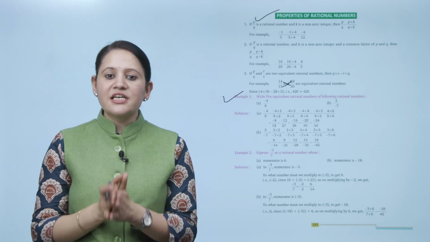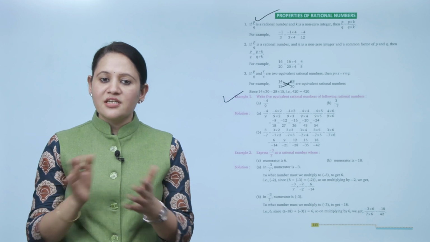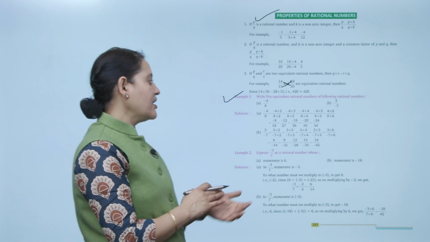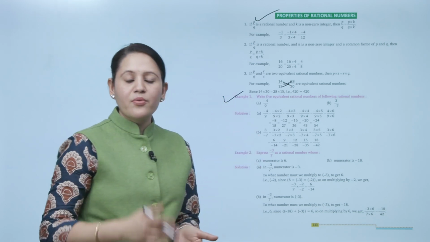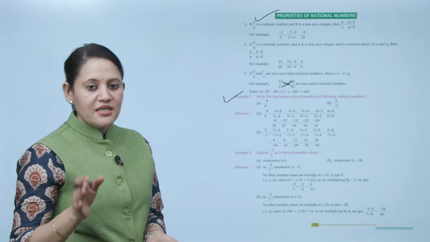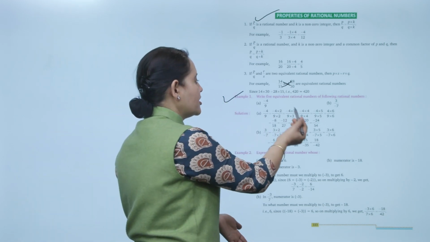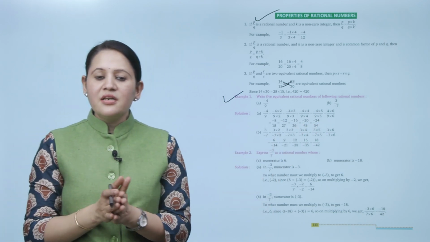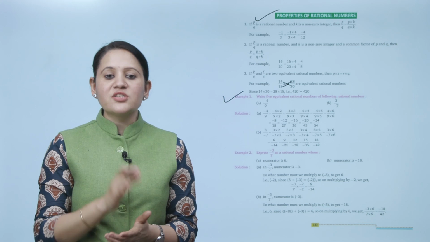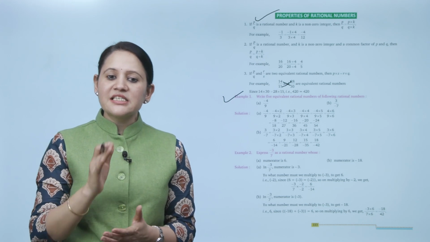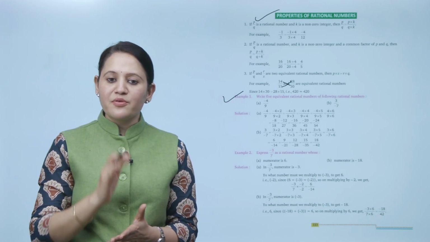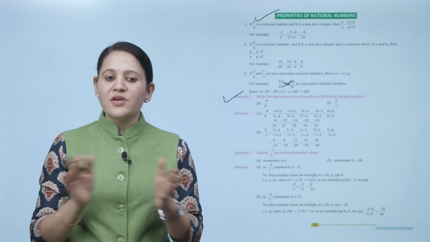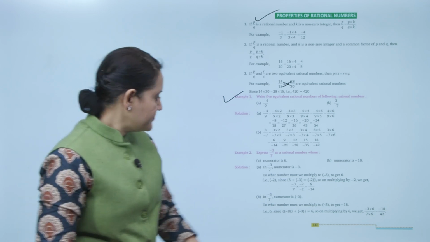Now I'll take an example. Write the 5 equivalent rational numbers of the following rational number. First is minus 4 by 9. So equivalent लिखना है. So what we'll do? We'll multiply both numerator and denominator by same non-zero number: 2, 3, 4, 5, 6. So the numbers are minus 8 upon 18, minus 12 upon 27, minus 16 upon 36, minus 20 upon 45 and minus 24 upon 54. All these are equivalent rational numbers. Clear?